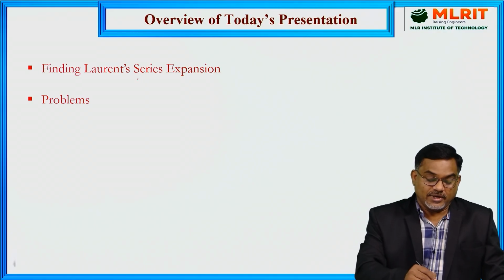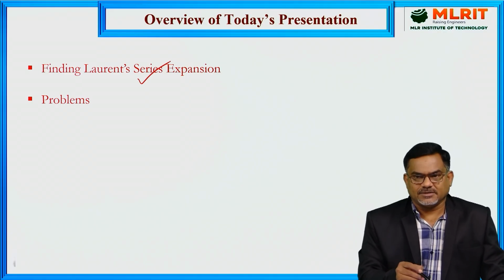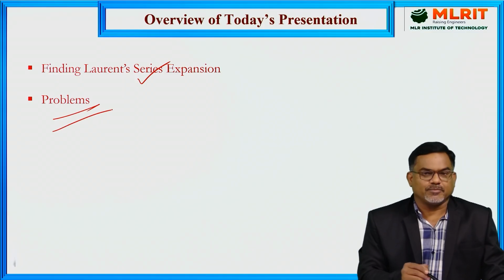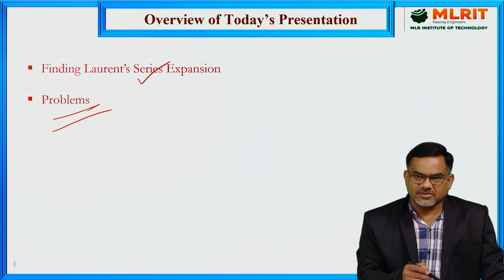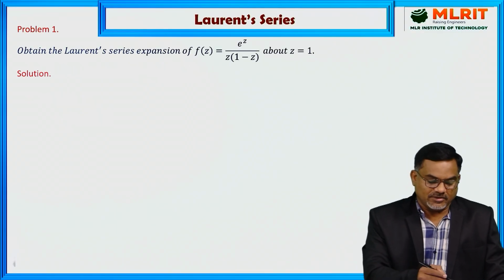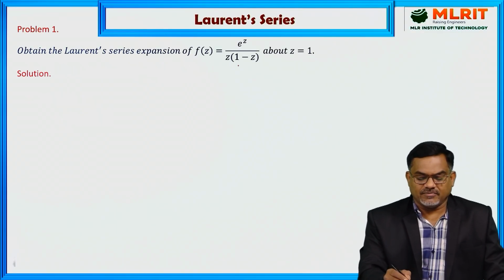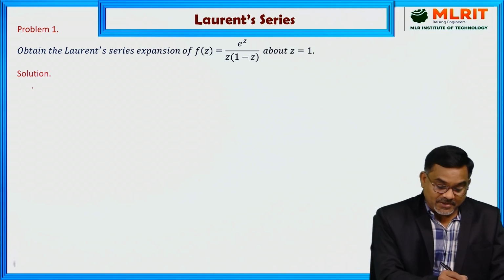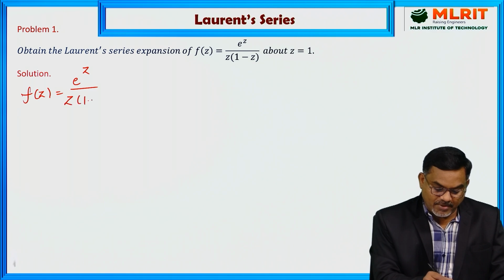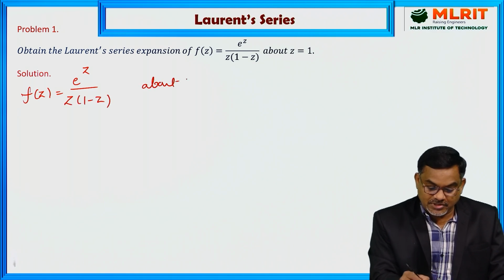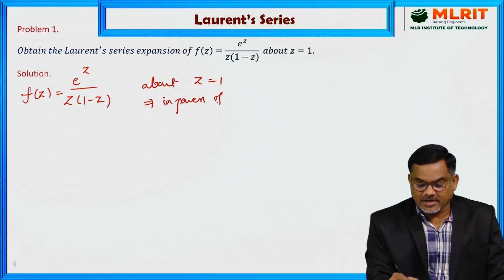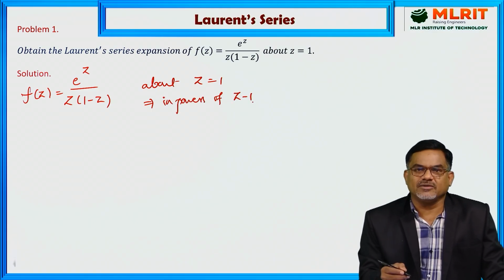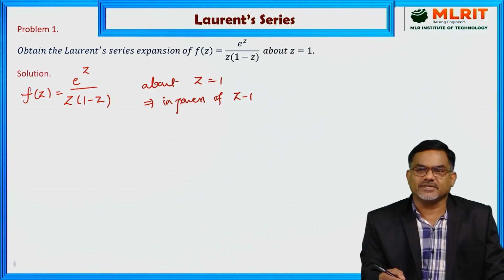Today I am going to express the given function as a Laurent series expansion. So we are going to solve some problems on Laurent series expansion, which we did in the last two sessions also. Now, coming to the first problem, obtain the Laurent series expansion of the given function about z equal to 1. So, here f of z is e power z by z into 1 minus z about z equal to 1. That means in powers of z minus 1. So, about a point z equal to 1 is same as expressing in powers of z minus 1.